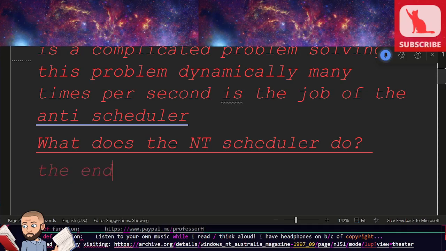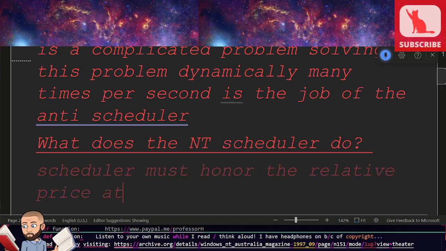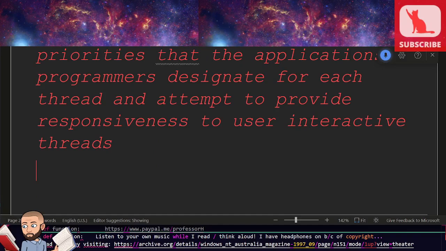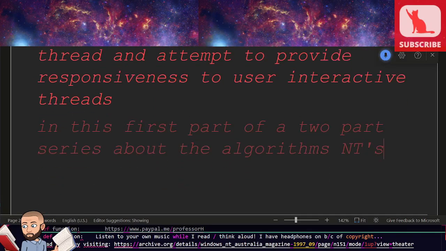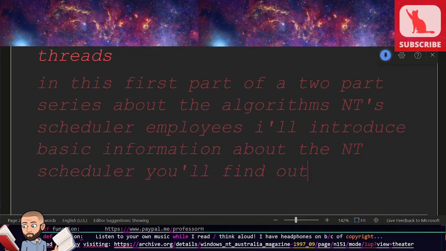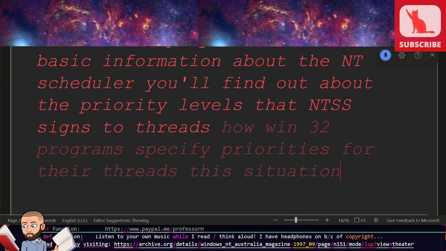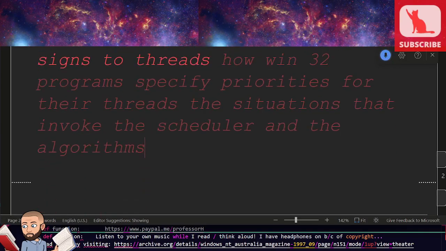The NT scheduler must honor the relative priorities that the application's programmers designate for each thread and attempt to provide responsiveness to user interactive threads. In this first part of a two-part series about the algorithms NT's scheduler employs, I'll introduce basic information about the NT scheduler. You'll find out about the priority levels that NT assigns to threads, how Win32 programs specify priorities for their threads, the situations that invoke the scheduler, and the algorithms NT uses on uniprocessors in those situations.